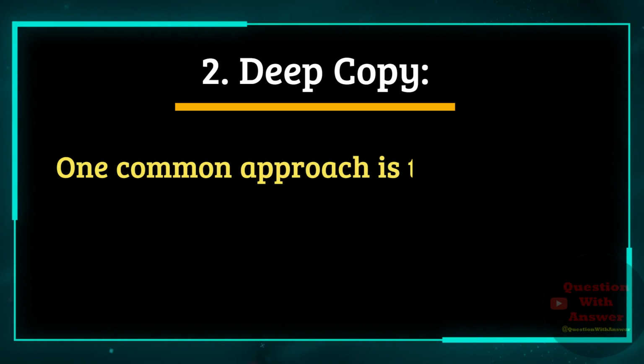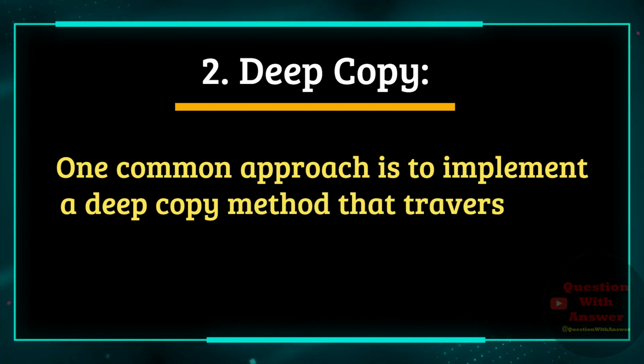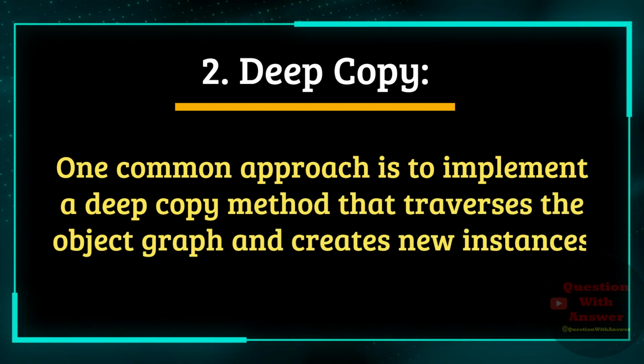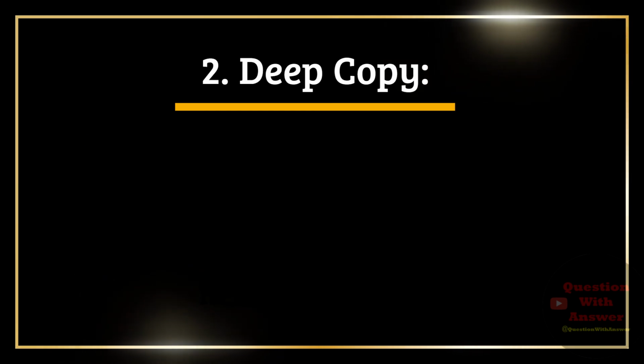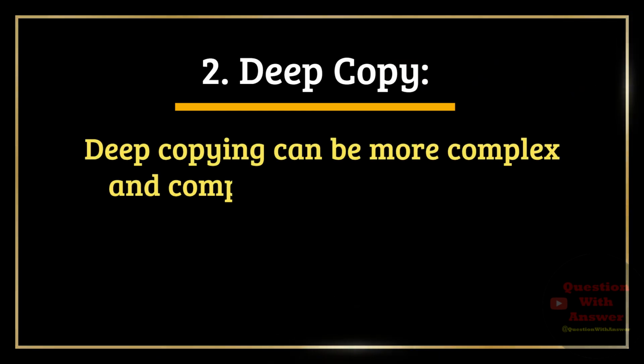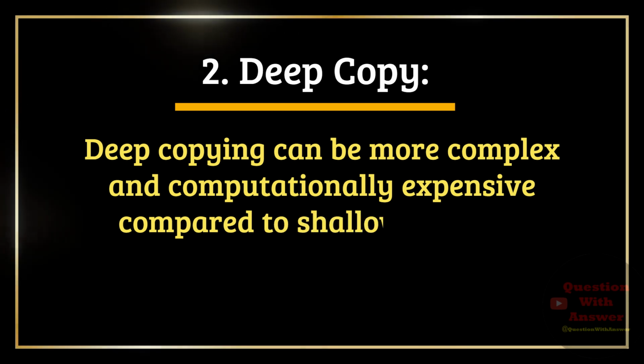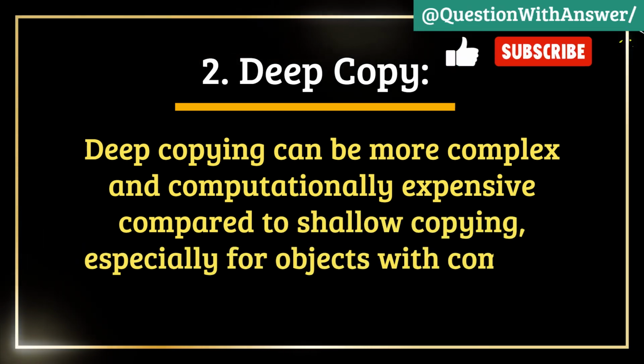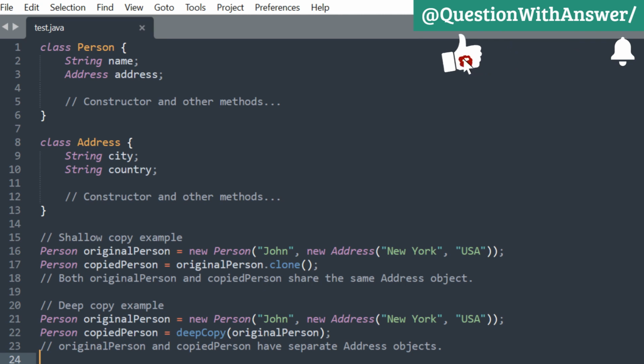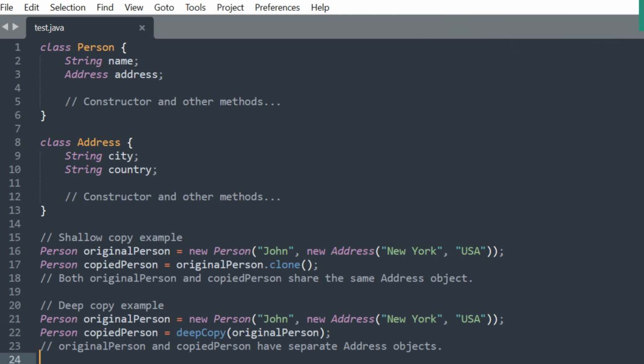One common approach is to implement a deep copy method that traverses the object graph and creates new instances of all referenced objects. Deep copying can be more complex and computationally expensive compared to shallow copying, especially for objects with complex nested structures. Here's a simple illustration of shallow copy versus deep copy. In this example, a shallow copy of original person would result in copied person sharing the same address object as original person. However, a deep copy would ensure that copied person gets its own separate address object.